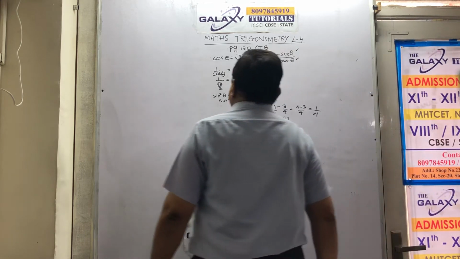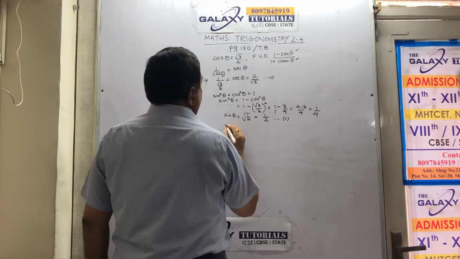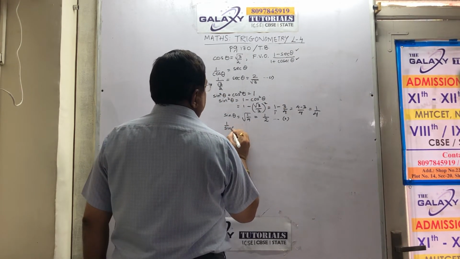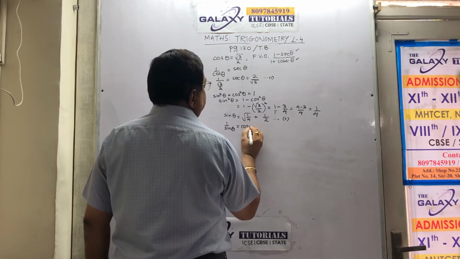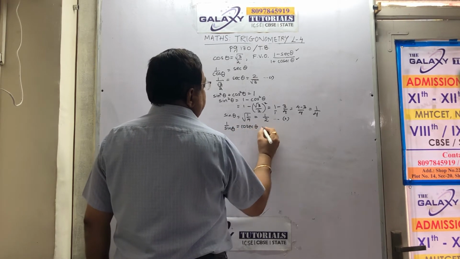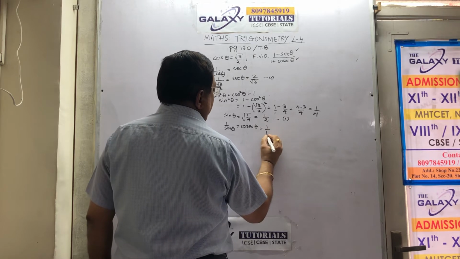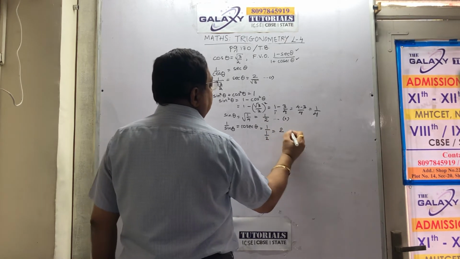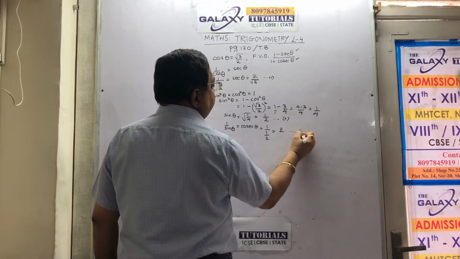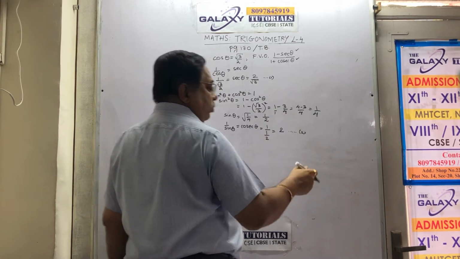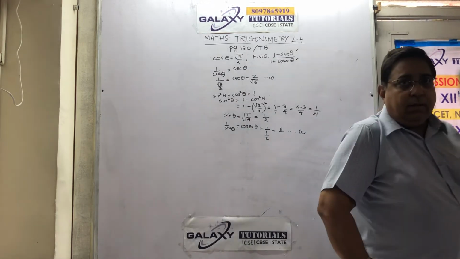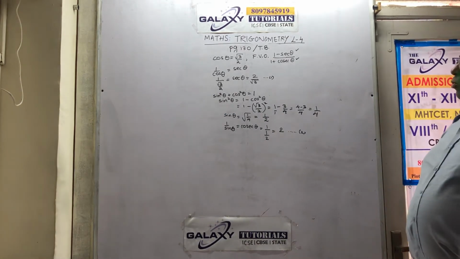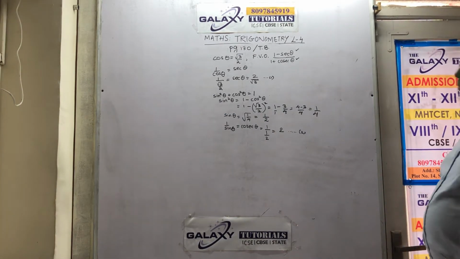But I don't need this. I need cosec. 1 upon sin theta is cosec theta. So that is 1 upon 1 by 2, which is equal to 2. This is my ready-made second step. I'll remove that from here because otherwise numbers will become too many. So I have got one value, I've got the other value, now I have to substitute.